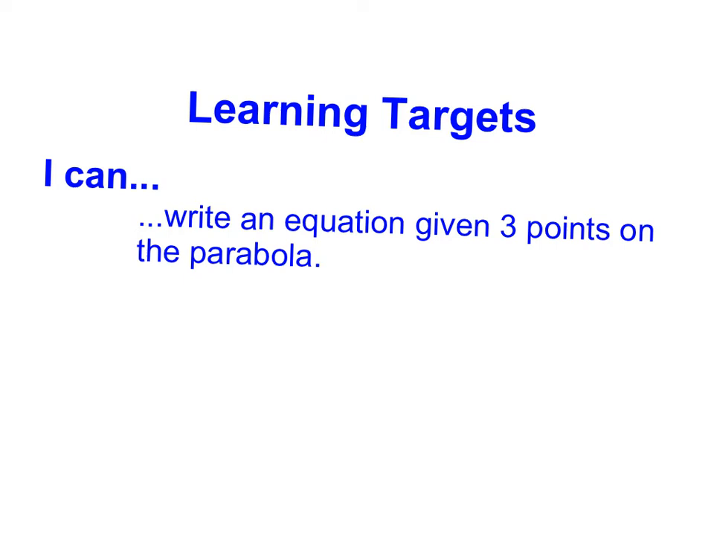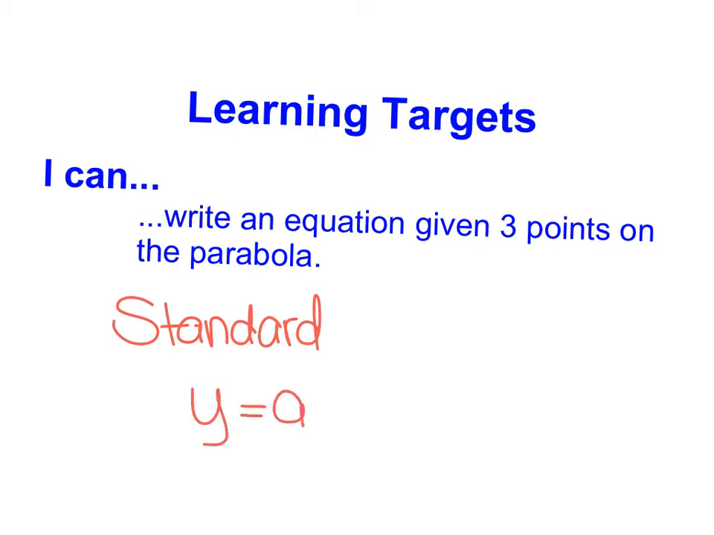So in this video, we're going to write an equation for a quadratic function when given 3 points that are on the parabola. And in order to do this, we're going to focus on standard form. So remember that our standard form of our quadratic function is y equals a times x squared plus b times x plus c. So in order to write this particular equation, we will need values for a, b, and c.